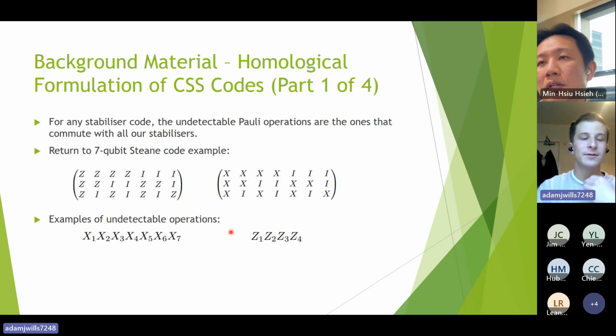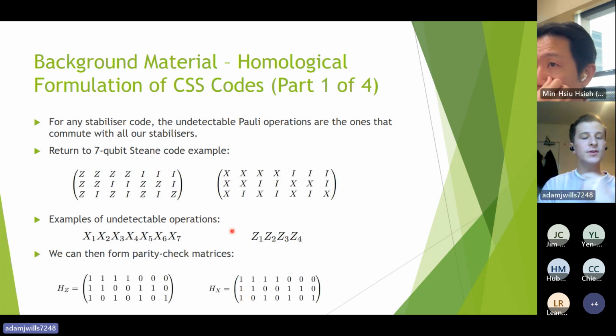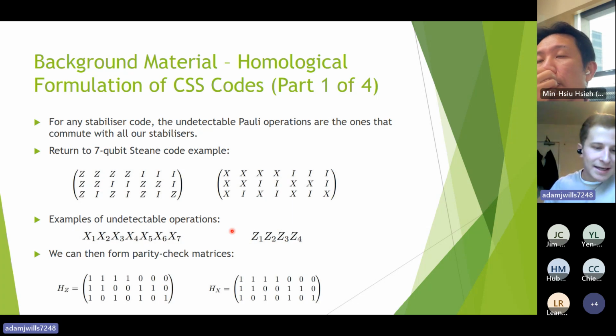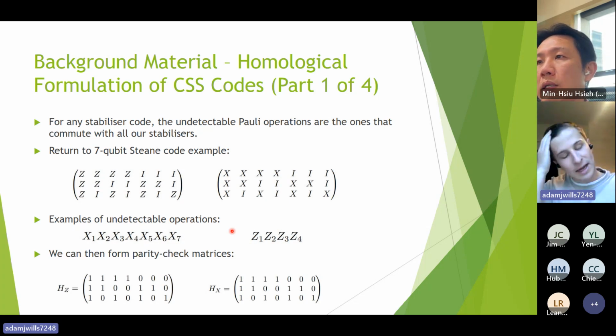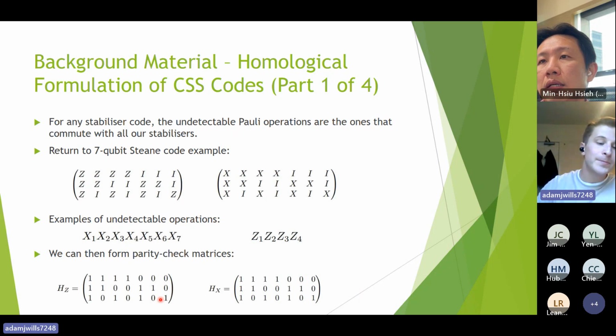So the idea now is going to be to form parity check matrices from these 2 lists of stabilizers. We can write down an HZ and an HX, binary matrices, HZ obviously having 1s everywhere you've got a Z, and HX having a 1 everywhere you've got an X. I'm just going to mention one more time that the 7-qubit Steane code is a special case because these 2 matrices are actually the same, and that does not need to be the case in general.